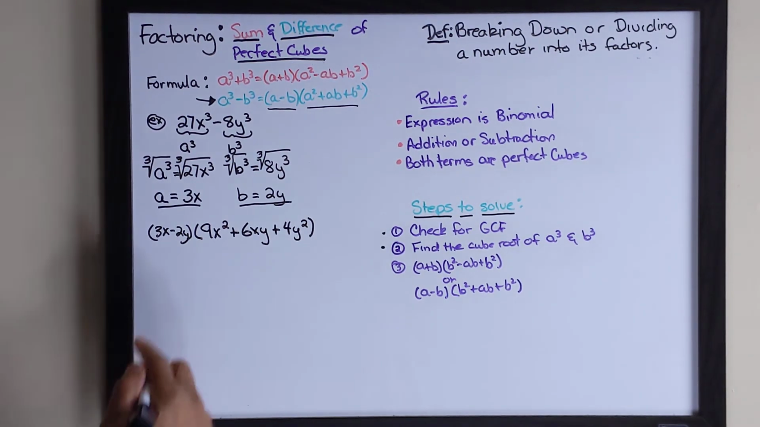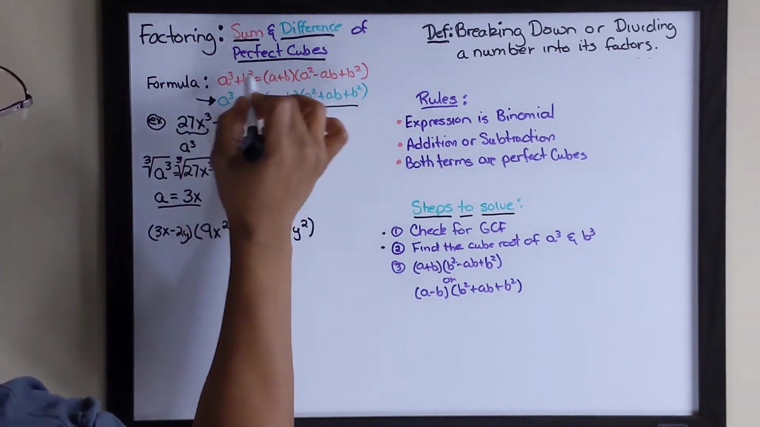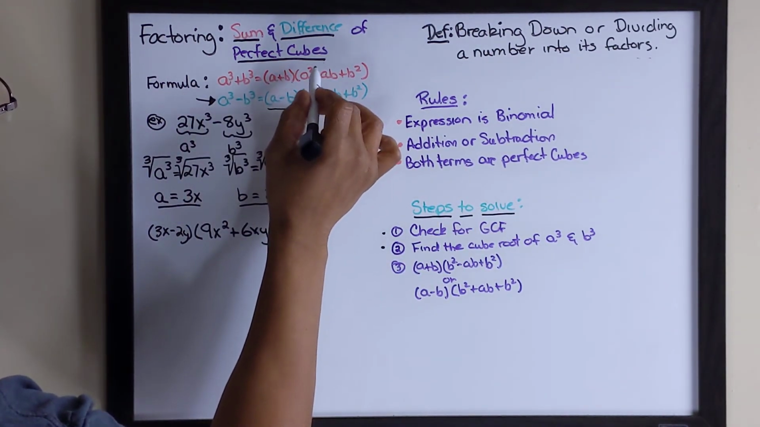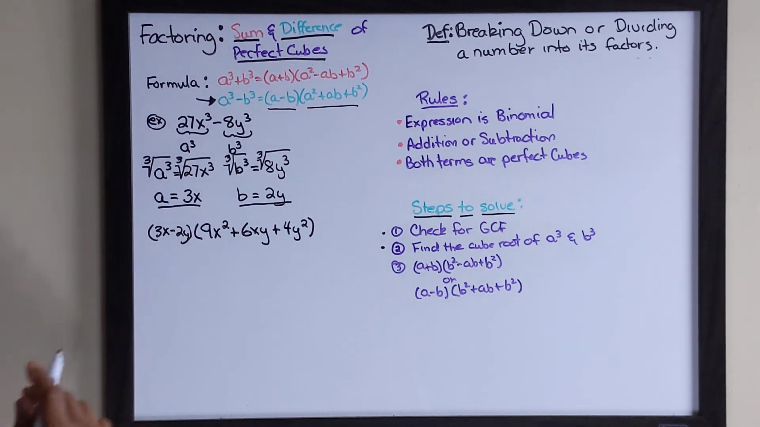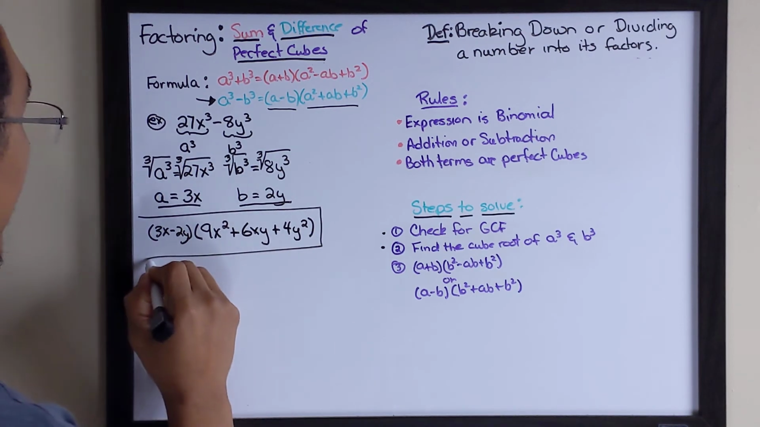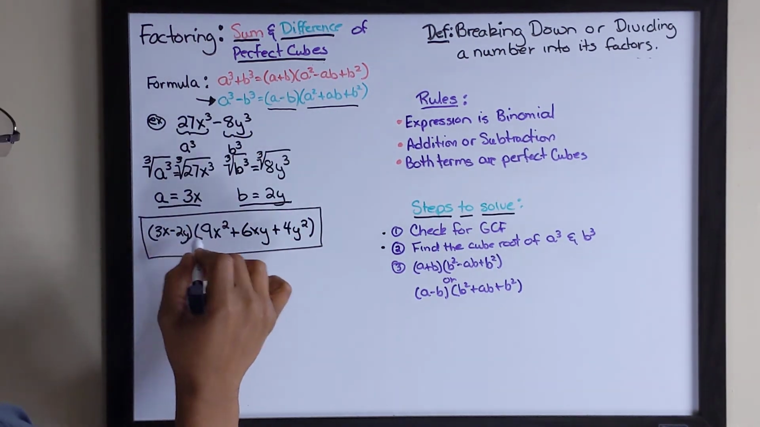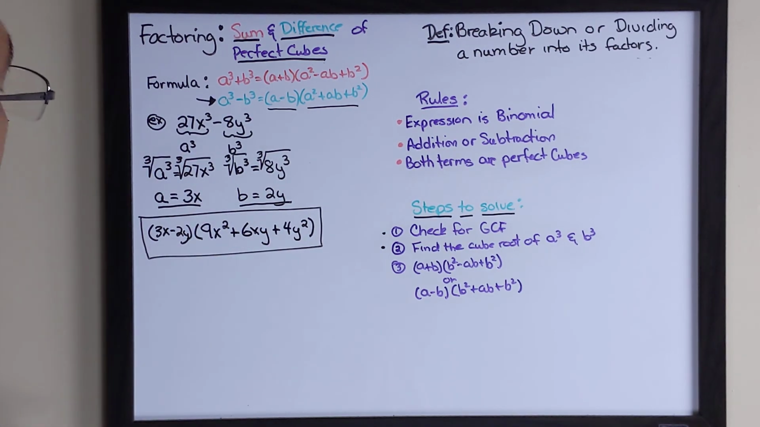Now, had this been a plus sign right here, we'd go through the same process, except we'd use this formula to basically solve this problem. That's all the difference. So we're not going to go through that, but this is your answer. By factoring this binomial, we get these two factors here, and this is not factorable anymore, so we're done.